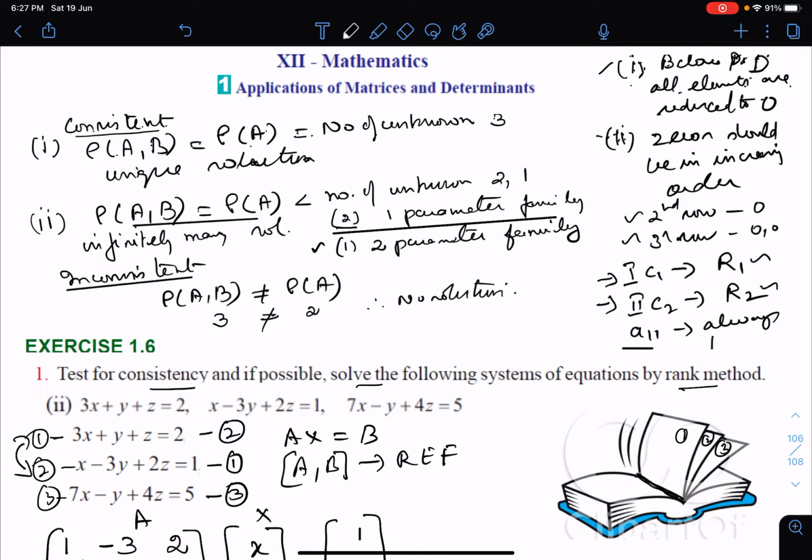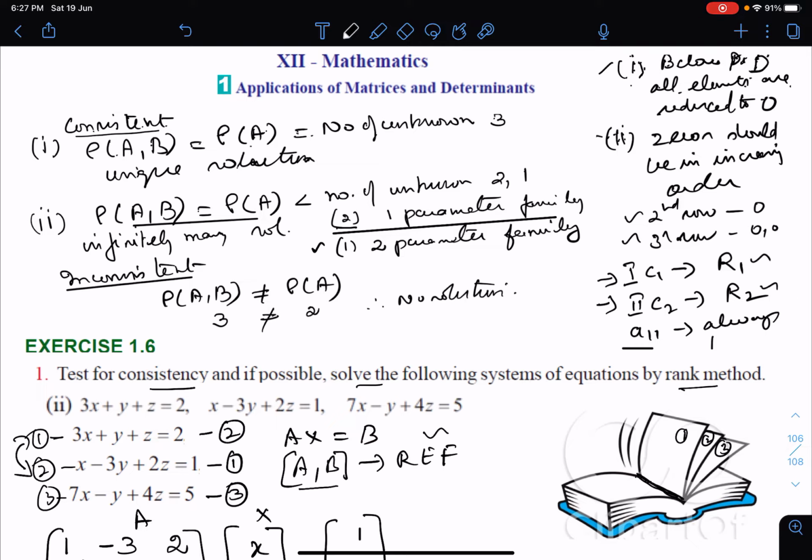Now for testing consistency, what do we need? We need our augmented matrix A comma B, and that you are going to reduce to row echelon form. How do you reduce to row echelon form? You bring the elements below the principal diagonal all to 0, and the zeros should be in increasing order starting from row 2. When reducing, for column 1 you take the help of row 1, and for column 2 you take the help of row 2, and our first element should be 1. This is for row echelon form.